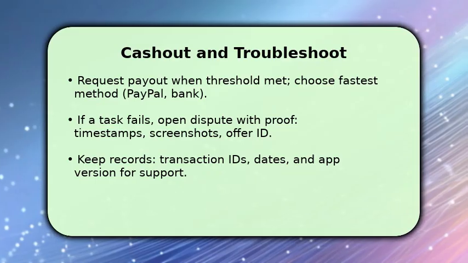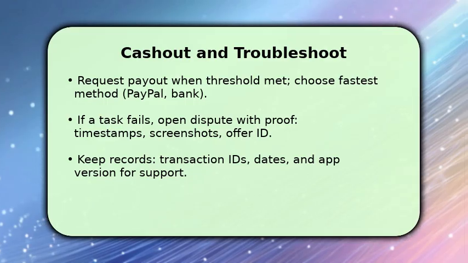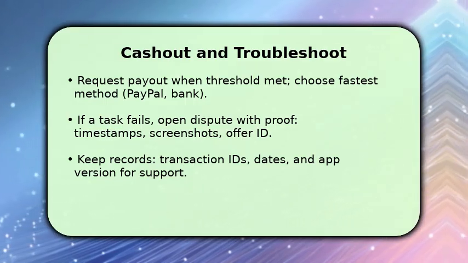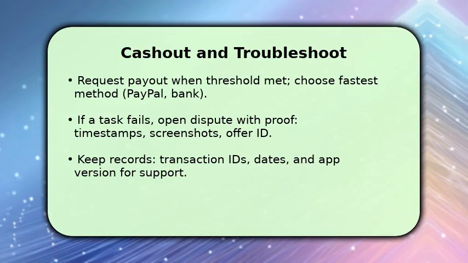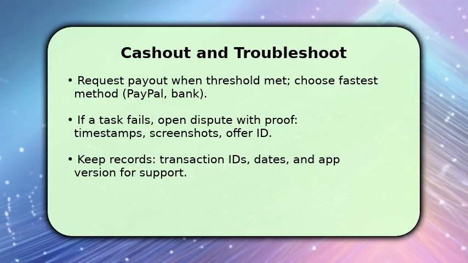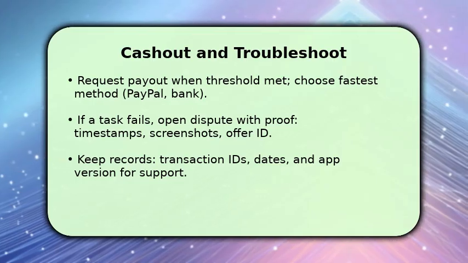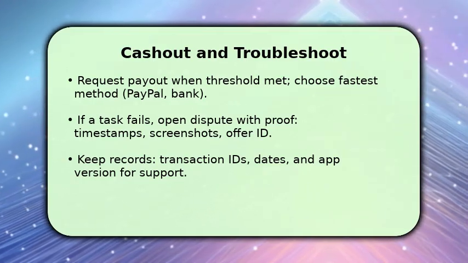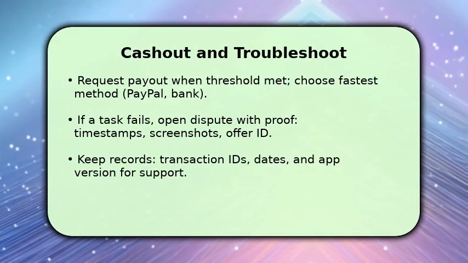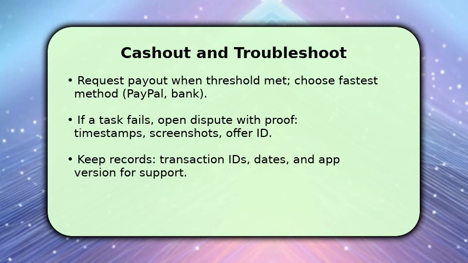When you hit the payout threshold, request a cash out and choose the fastest verified method. Payouts usually take 24-72 hours. If a task doesn't credit, file a dispute immediately with clear proof, include timestamps, screenshots, and the offer ID. This accelerates review. Finally, keep a simple record of transactions and app version for support. These small habits cut response time and prevent repeated problems in future sessions.